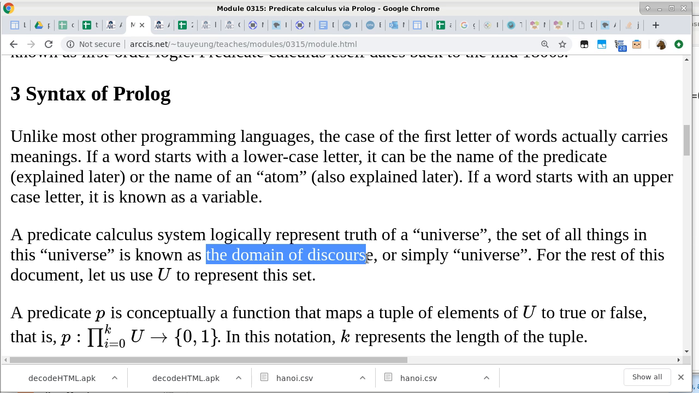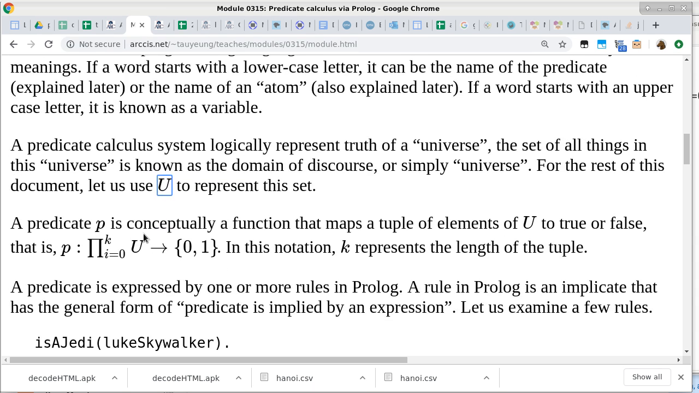Other types of systems may want to deal with numbers, and yet others may want to deal with medical stuff. Then each type of virus becomes an atom, each type of medication becomes an atom, and each type of characteristic of a patient becomes an atom as well. It is typical that we use the uppercase U to represent the universe. A predicate itself, so if we have a predicate P, is conceptually a function that maps a tuple of elements of the universe to either true or false.